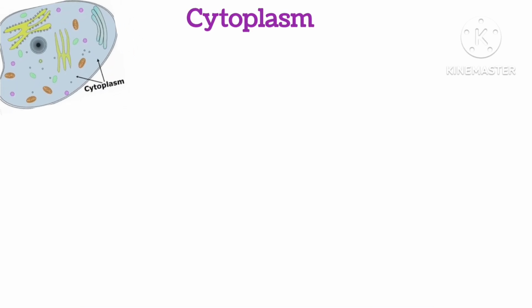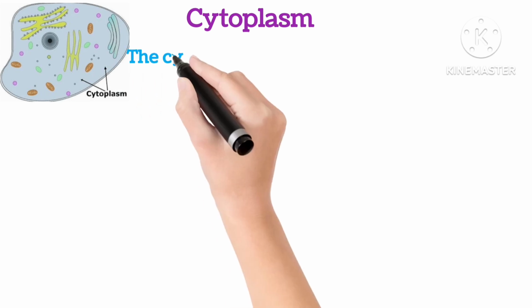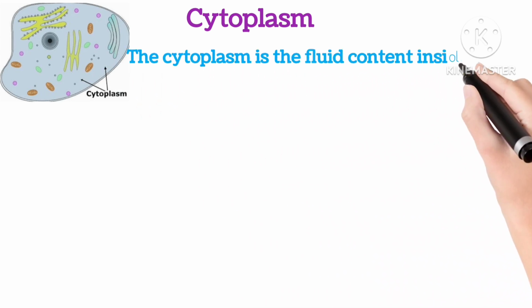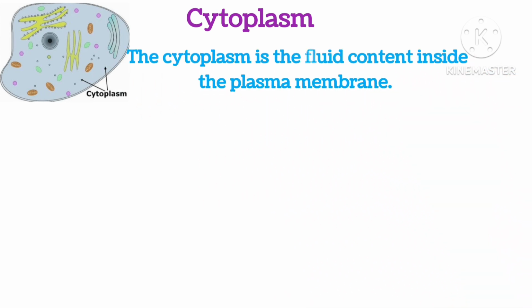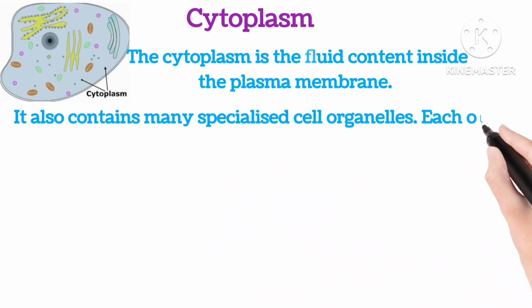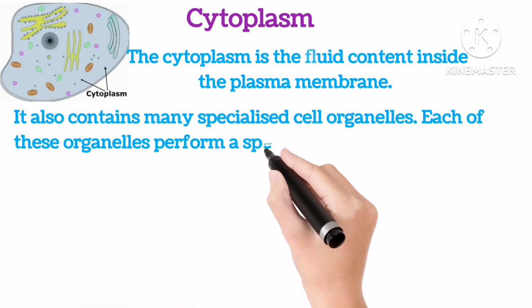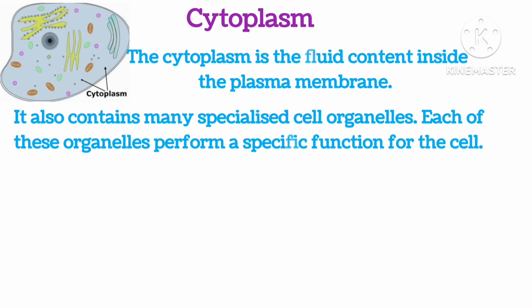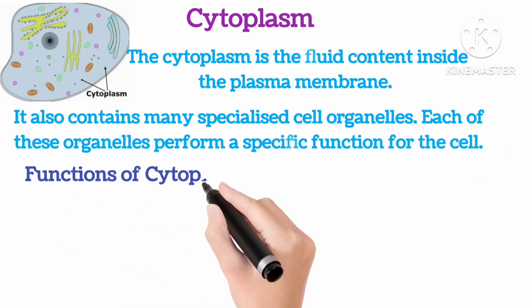Now let's come to cytoplasm. The cytoplasm is the fluid content inside the plasma membrane. It also contains many specialized cell organelles. Each of these organelles performs a specific function for the cell.